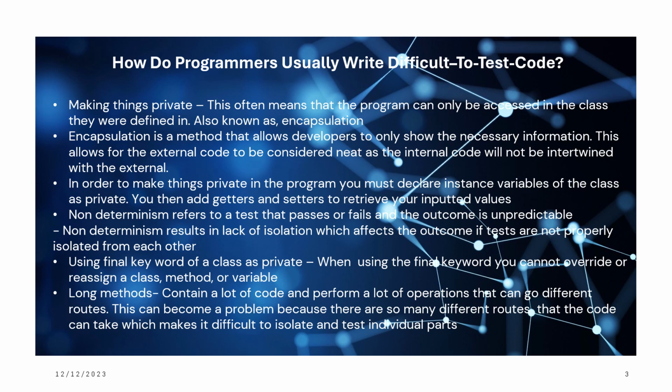Long methods contain a lot of code and perform a lot of operations that can go different routes. This can become a problem because there are so many different routes that the code can take, which makes it difficult to isolate and test individual parts.